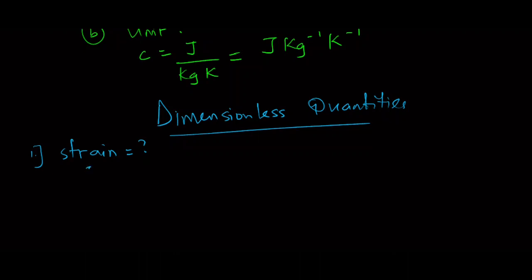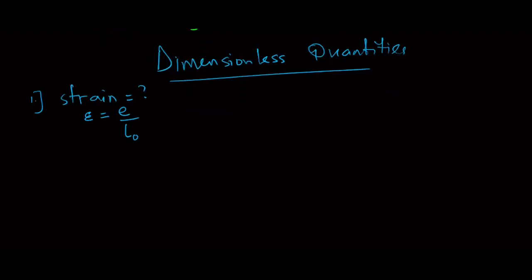Strain has a symbol of epsilon, and that is extension over original length. So let's work out the dimension. The dimension of extension is length, that is L, while the dimension of original length is L. So if we try to work it out, we are going to have 1. And if you remember, we said that dimensionless quantities are quantities whose dimension is equal to 1. As you can see here, the dimension is equal to 1.